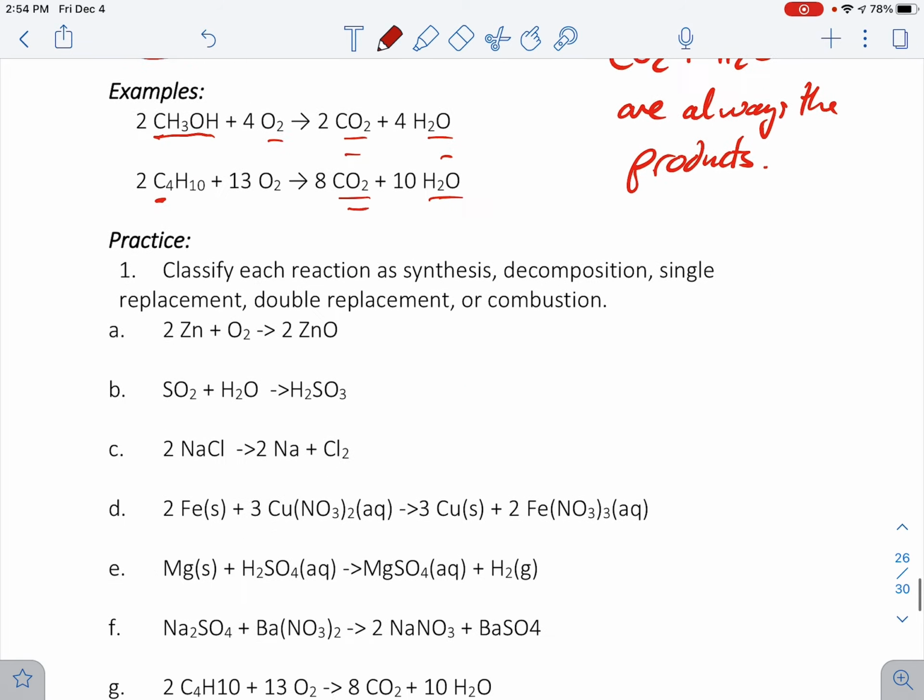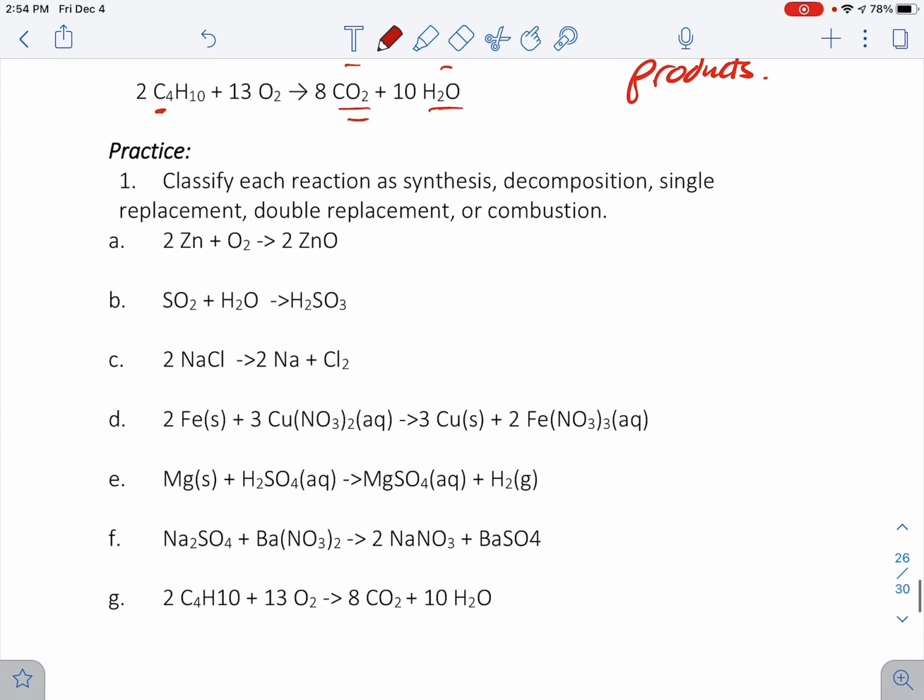Okay, I'm going to take a quick break and hold off for a second while I wait for you to do the next activity. Classify each as a synthesis, decomposition, single replacement, double replacement, or combustion. So I'm going to take a quick pause.